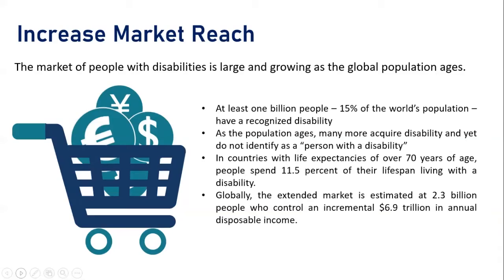And just to close off this, in terms of the market reach and the size of the market, it's estimated that at least 2.3 billion people control over $6.9 trillion annually in terms of disposable income. 2.3 billion people may in some way be affected by disability, but essentially about just 1 billion people have a severe enough disability that we count it as something that prevents them from being able to work. But we need to look at the size of the market, and it's not insignificant.